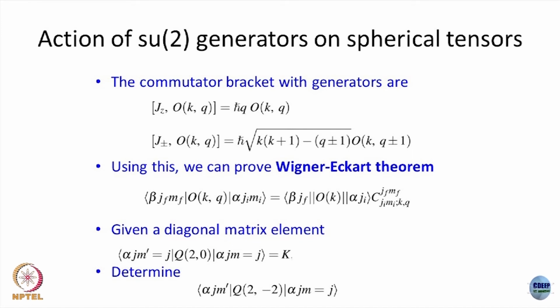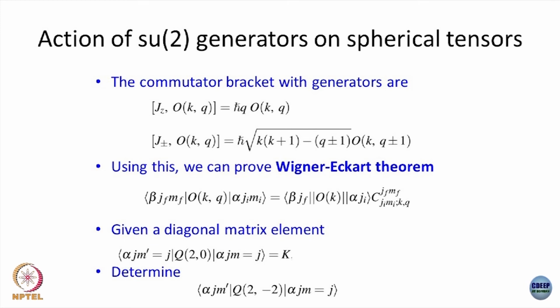We cannot determine this element. This element is called the reduced matrix element. I cannot find the number, but I can definitely say whether this matrix element is 0 or non-zero by looking at the Clebsch-Gordon coefficient, and that is purely from SU2 symmetry. So that is the selection rule.